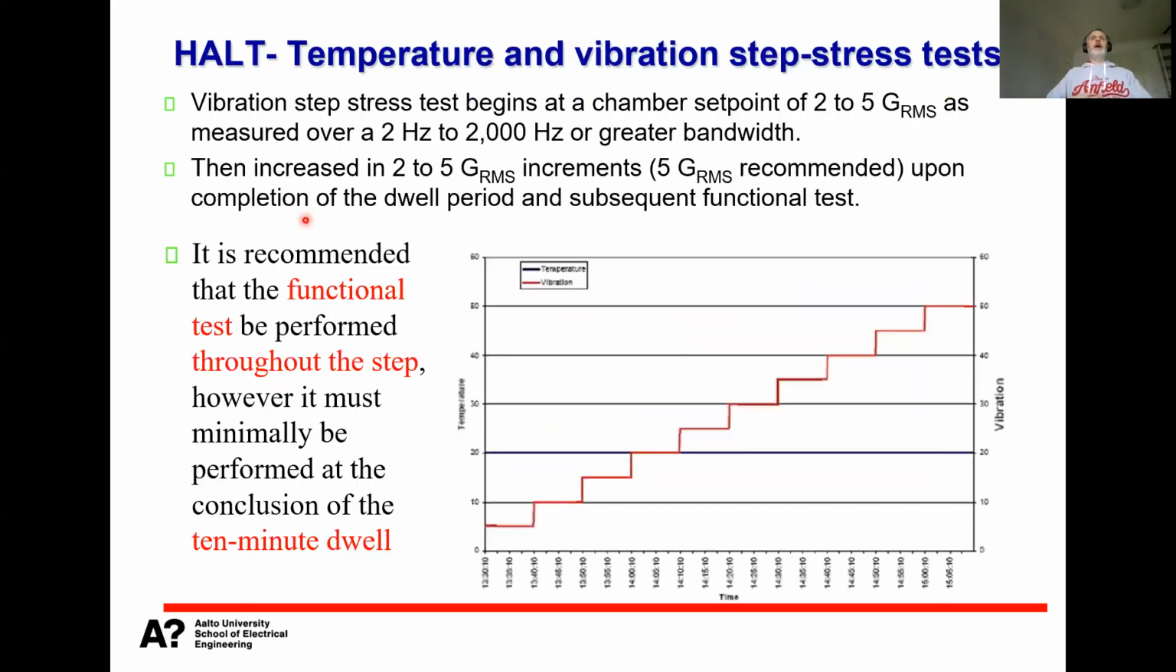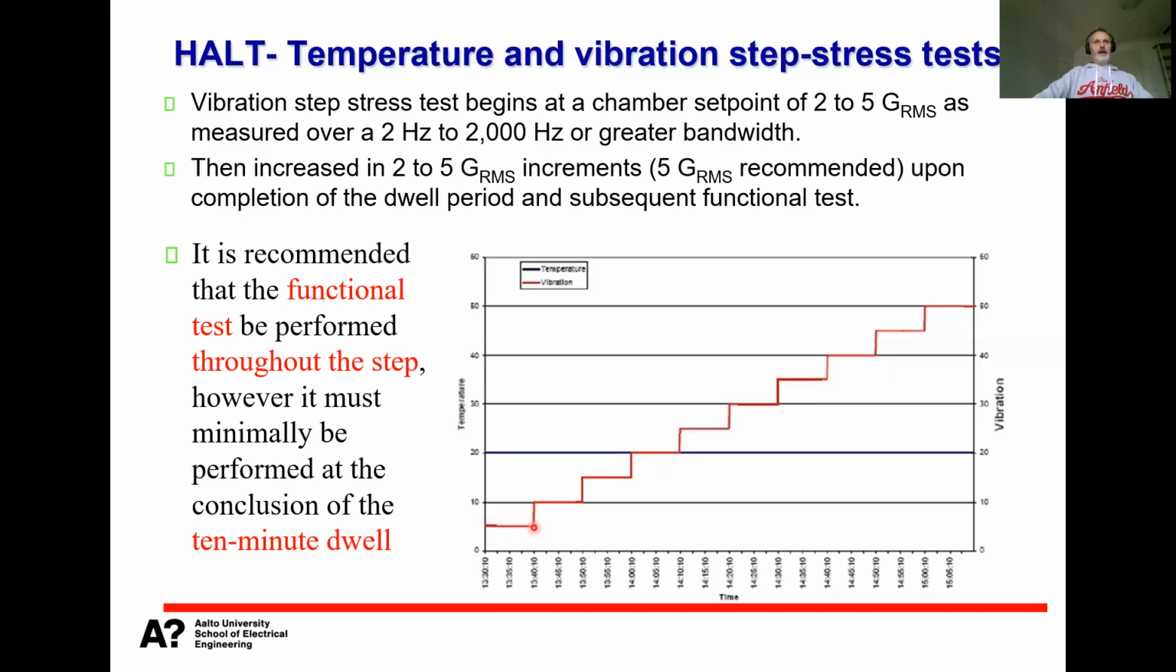So for the vibration step stress test, typically you use random vibration or a frequency sweep, and you start with certain G levels. For example, here the first step would be 5 Gs, and then you do a frequency sweep from 2 Hertz to 2 kilohertz, and you do the sweep here. It takes 10 minutes.